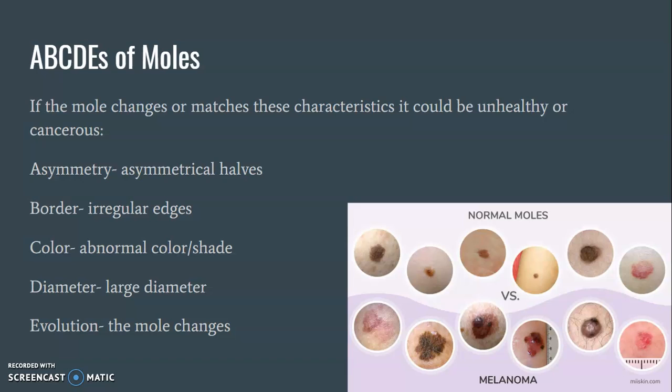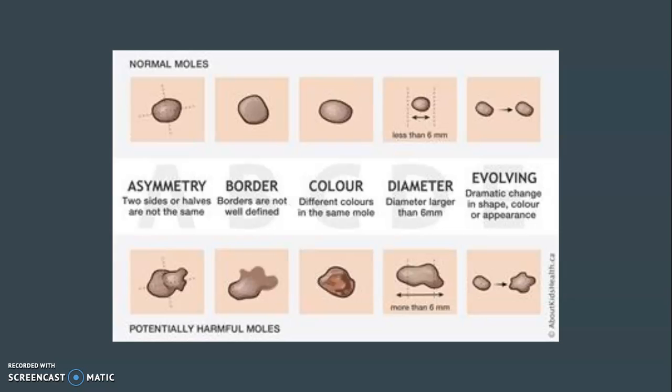B is for border, where a mole has irregular or more blurred edges. C is for color, where the color is not the same throughout, it changes, or it is an abnormal color or shade. D is for diameter: if the diameter is larger than a pencil eraser, that is not good. And E is for evolution, where the mole changes in these characteristics over time. Here's another image of these five words that you can use to see if a mole can be harmful.